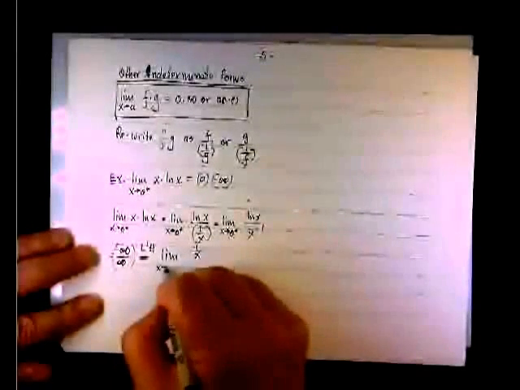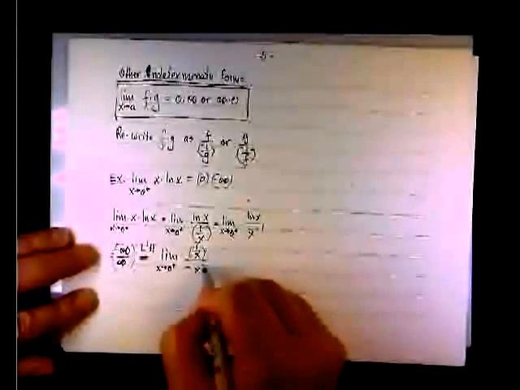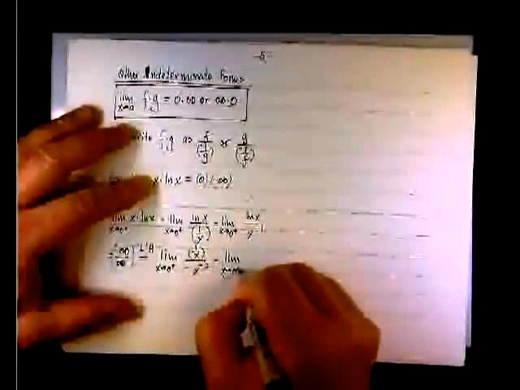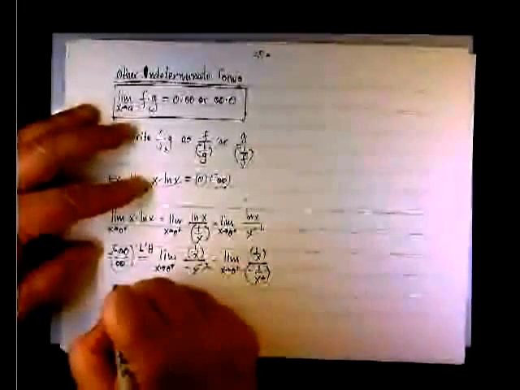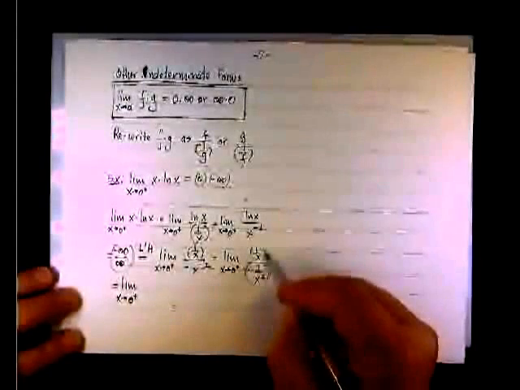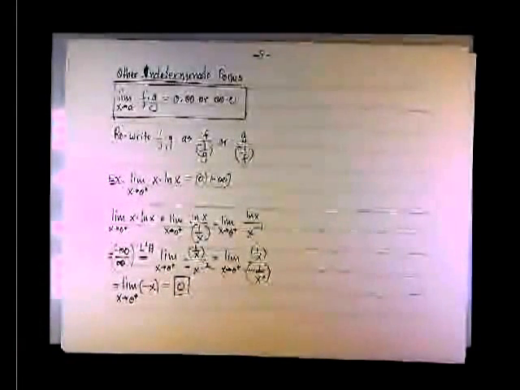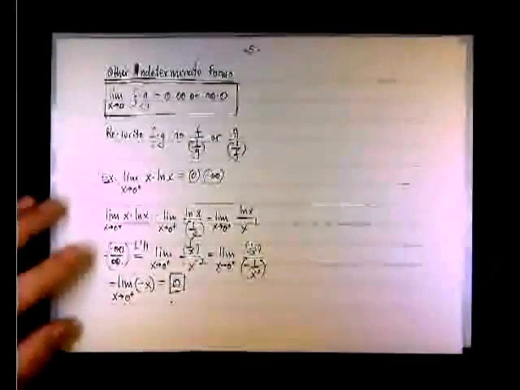The derivative of natural log of x is 1 over x. And the derivative of x to the negative 1 is negative 1 x to the negative 2. And if we write it as the limit as x approaches 0 plus of 1 over x divided by negative 1 over x squared, it simplifies as 1 over x times negative x squared as we multiply by the reciprocal, or we end up with the limit of negative x, and then we do direct substitution with 0, and we end up with 0. That's it.